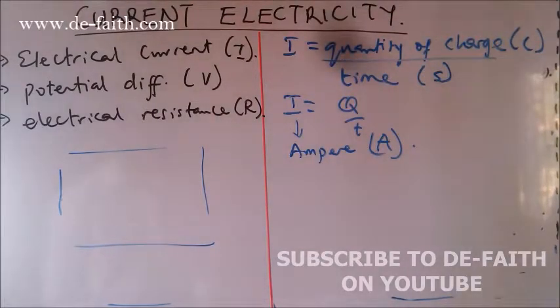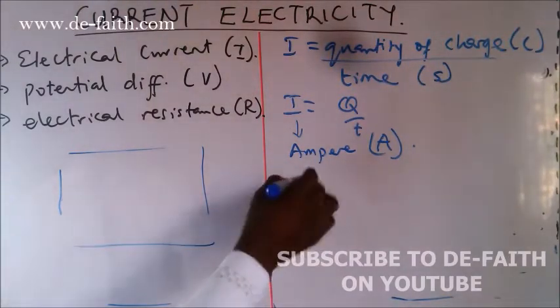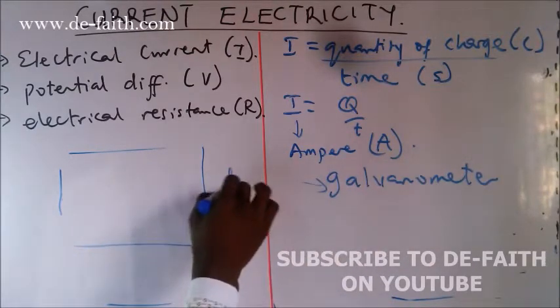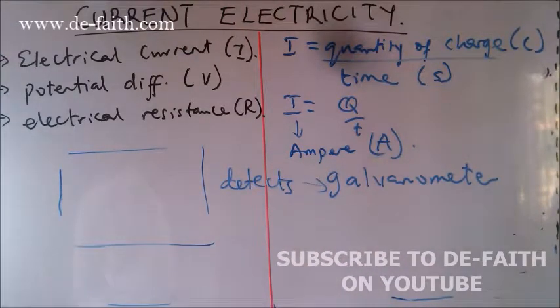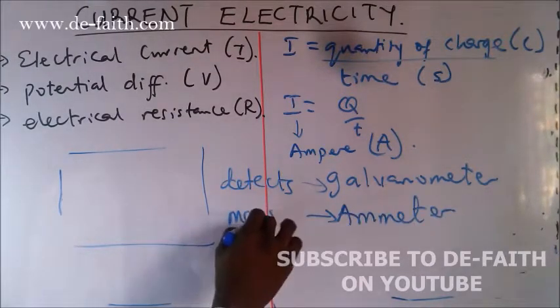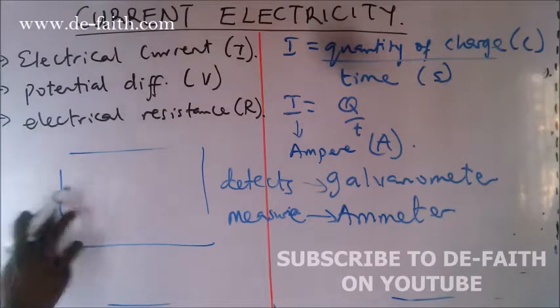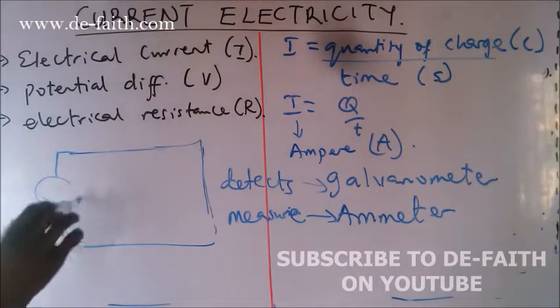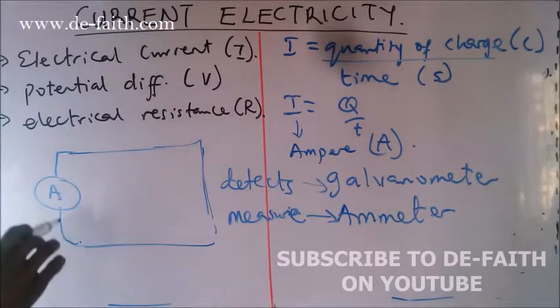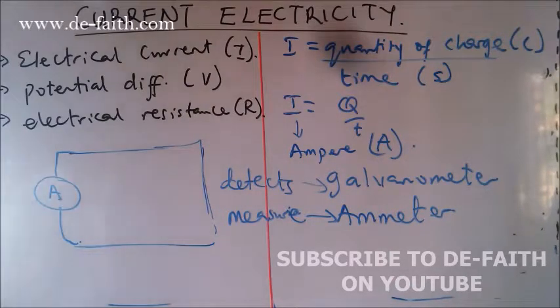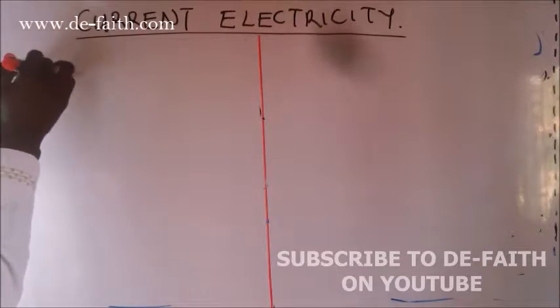We detect current in a circuit by the use of a galvanometer. What does it do? It detects. It is not what measures. For you to measure it, we need an ammeter for measuring the current that is flowing through a circuit. You should take note that the ammeter is always connected in series with the circuit. The ammeter is connected into it so that it can take the quantity of current that is passing through this circuit.